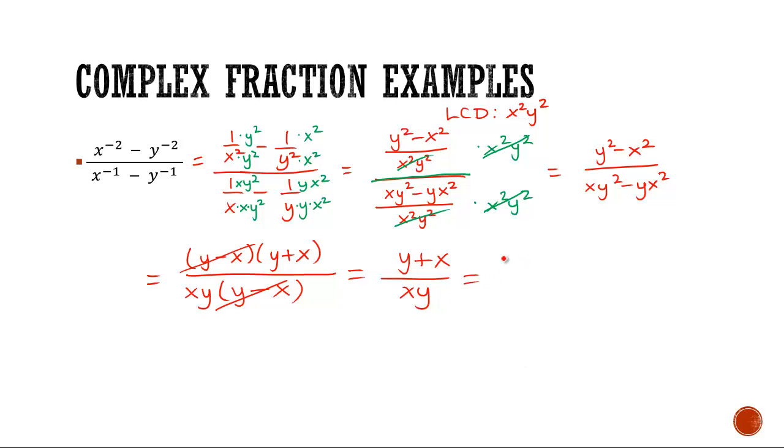Now you could split this up into y over xy plus x over xy, which then would simplify to 1 over x plus 1 over y. So if you wanted to have it back in negative exponents, that'd be x to the negative 1 plus y to the negative 1, but we generally do not want our answers in negative exponents.